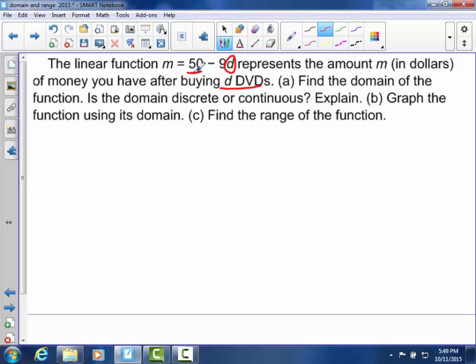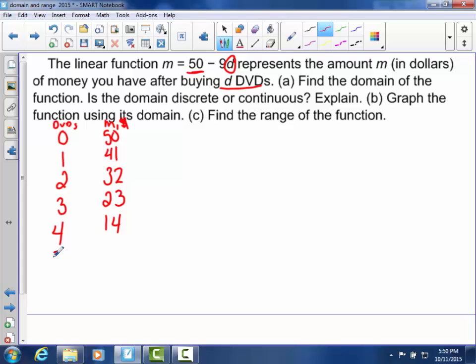But this equation starts with 50 and then we subtract. So that seems to indicate that if I bought 0 DVDs, I would have $50. So if I bought 1 DVD, I would have 50 minus 9, which would be 41. And then if I bought 2 DVDs, it'd be 50 minus 18, which is 32. And then 3 DVDs would be 50 minus 27, which would be 23. And then 4 DVDs would be 50 minus 36, which would be 14.